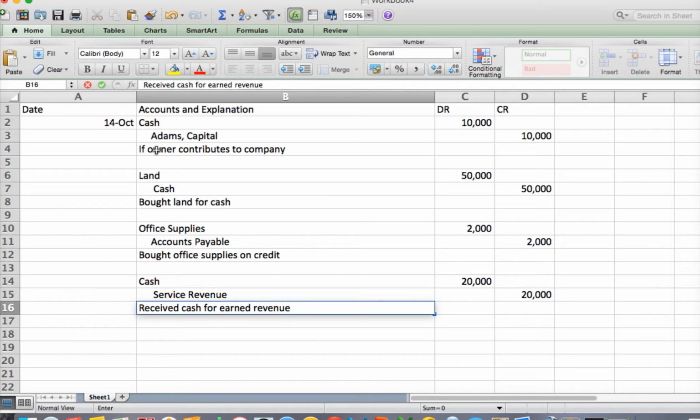Okay, and again, in terms of the basic accounting equation, assets go up by $20,000, and an increase in revenue causes owner's equity to go up by $20,000. So you still have a balance there.